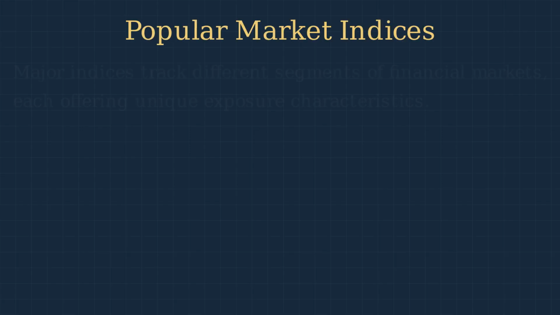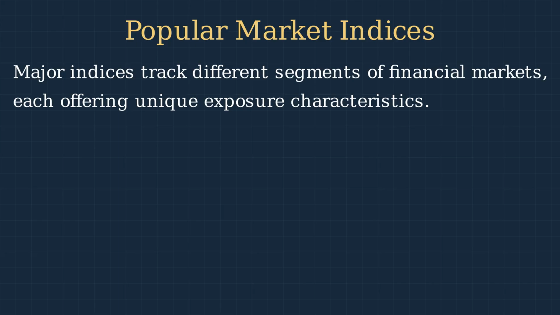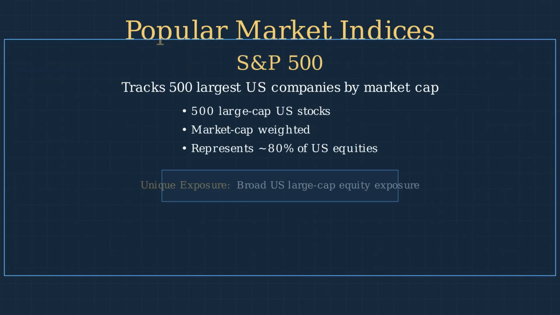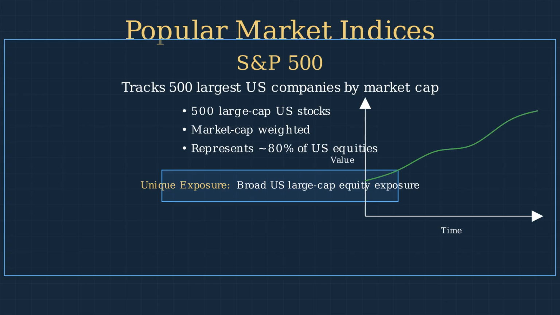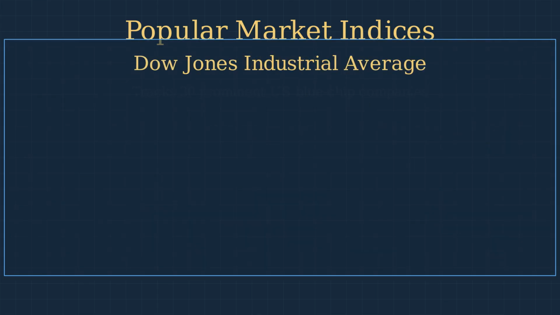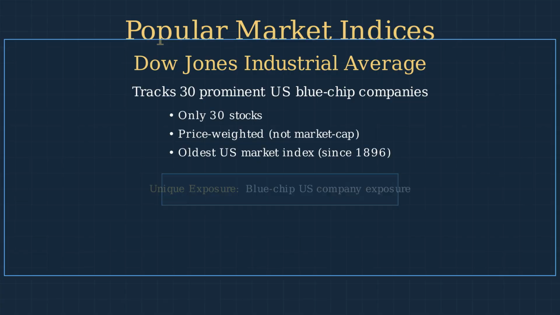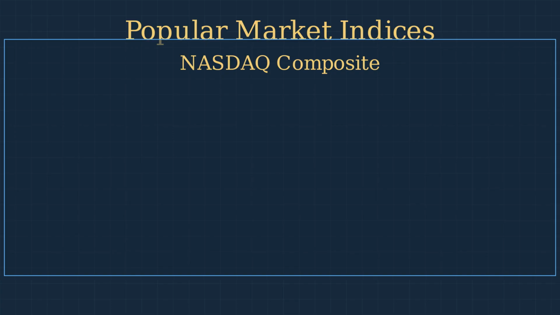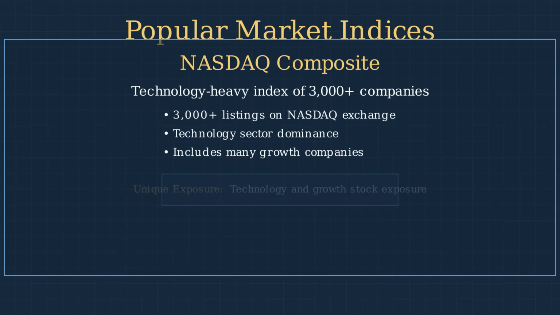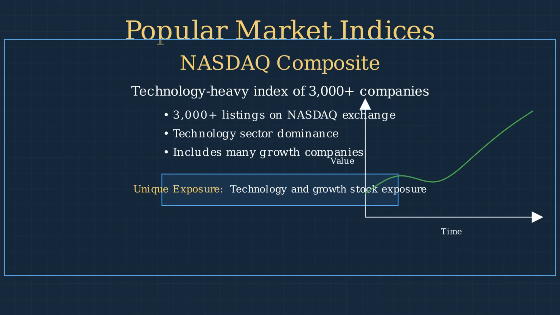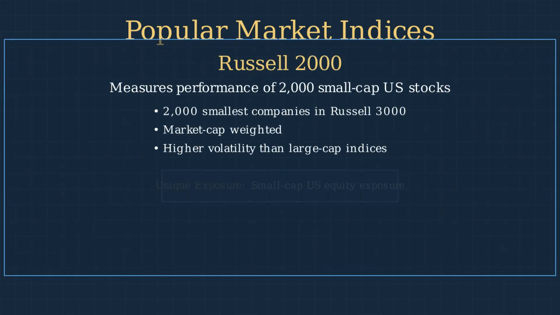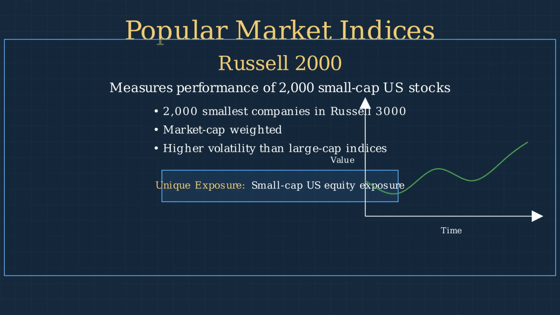Popular market indices track different segments of financial markets, each offering unique exposure characteristics. The S&P 500 tracks 500 largest U.S. companies by market cap, broad U.S. large-cap equity exposure. The Dow Jones Industrial Average tracks 30 prominent U.S. blue-chip companies, blue-chip U.S. company exposure. The Nasdaq Composite tracks technology-heavy index of 3,000-plus companies, technology and growth stock exposure. The Russell 2000 measures performance of 2,000 small-cap U.S. stocks, small-cap U.S. equity exposure.